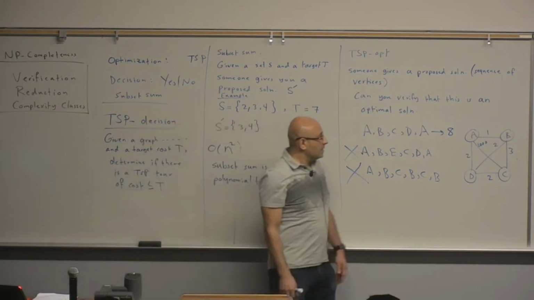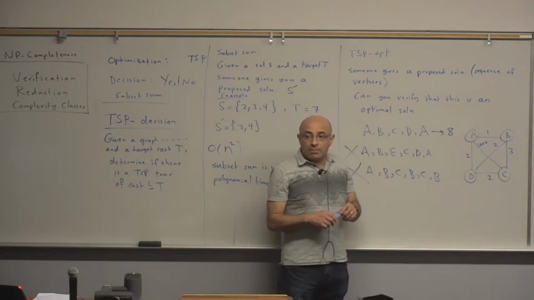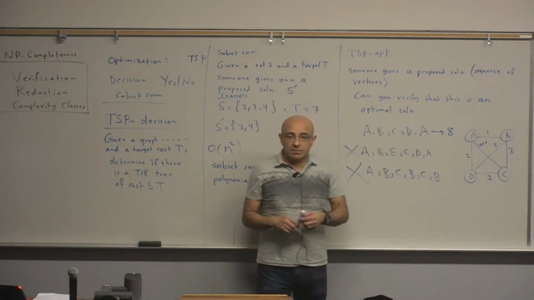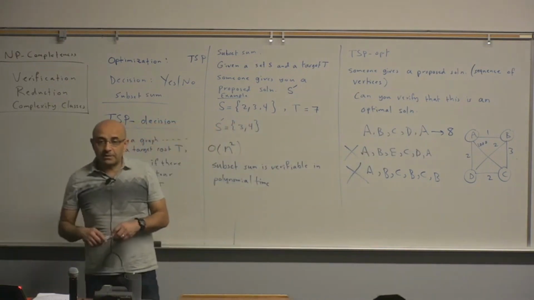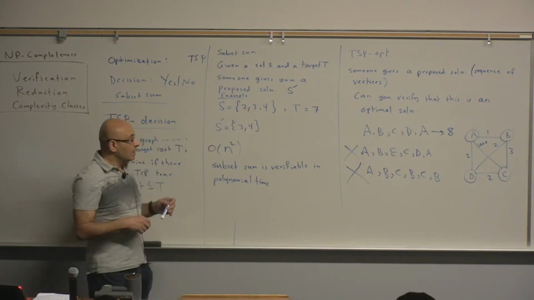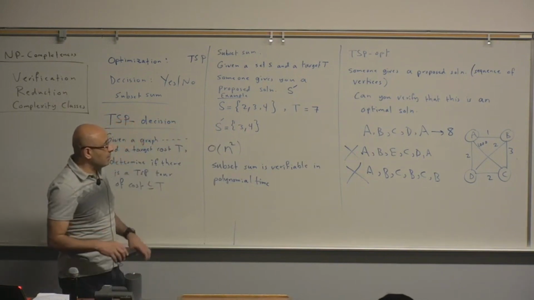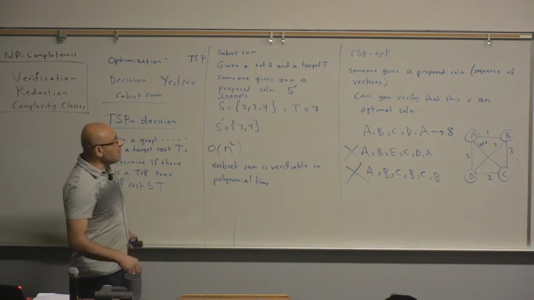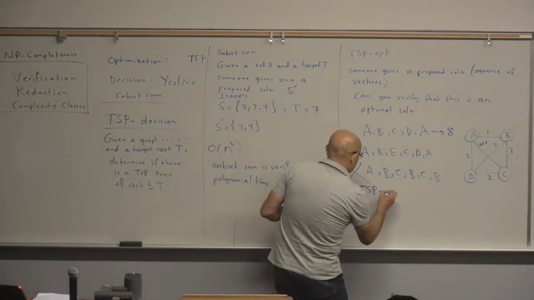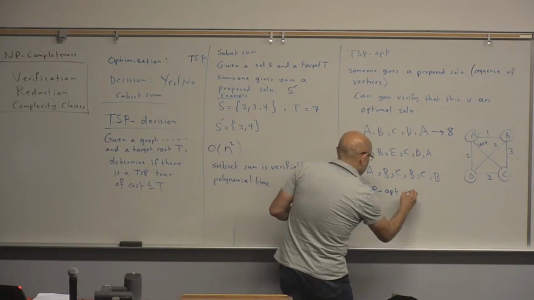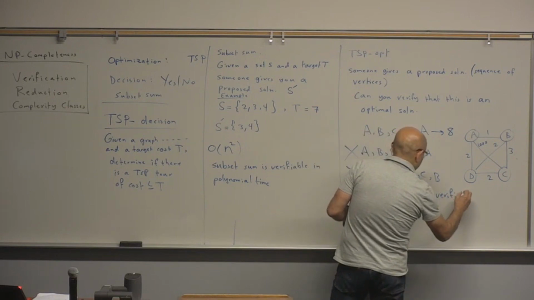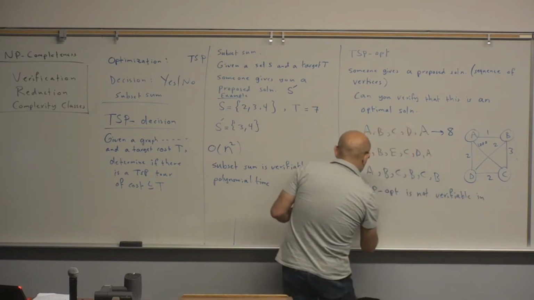So in some cases, if your lower bound is tight enough, then you may be able to catch some of these cases and prove them optimal. But this is not general enough. This will not work in all cases. Okay, so this is the verifiability problem. So TSP optimal is not verifiable in polynomial time. TSP optimization is not verifiable in polynomial time.